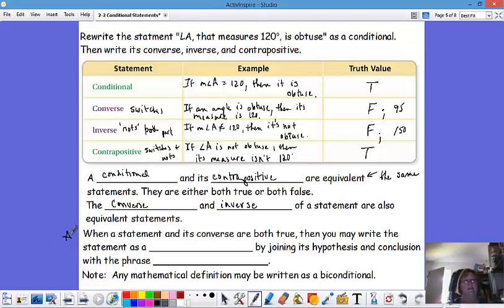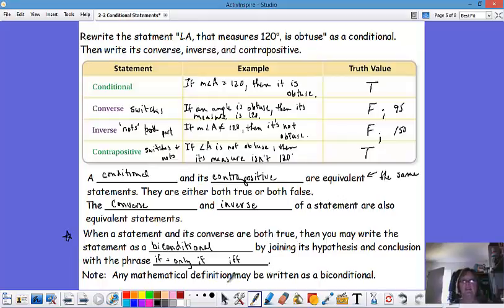This is a separate thought, and it's squeezed down here at the bottom of the page, but it is an important one. When a statement and its converse are both true, that is, if it's true going forwards and backwards, right? Because that's what the converse does, it switches. So if it's true going forwards and backwards, you can write that statement as a biconditional, B-I and then conditional, by joining the hypothesis and conclusion with the phrase if and only if. And you may remember from a previous lesson, the abbreviation for that is IFF.